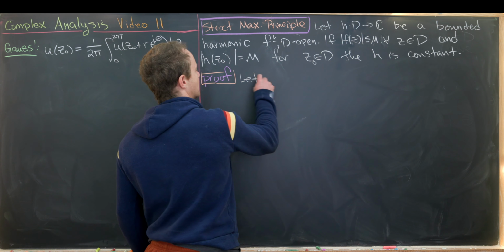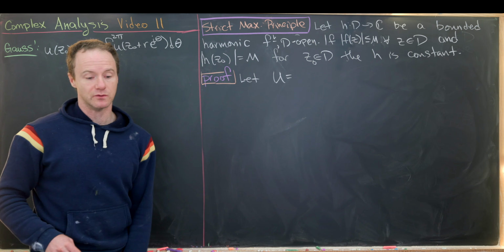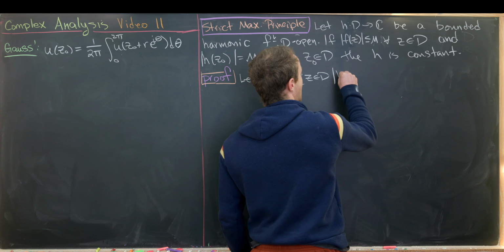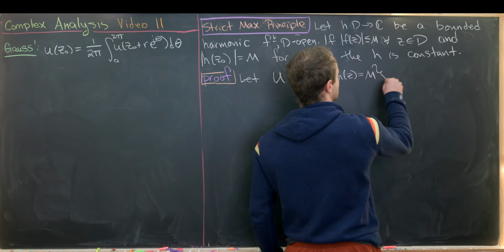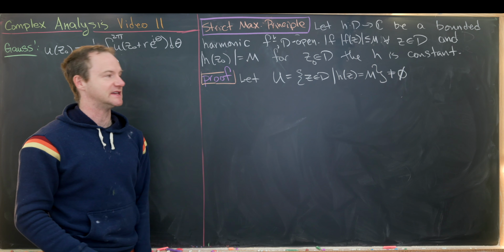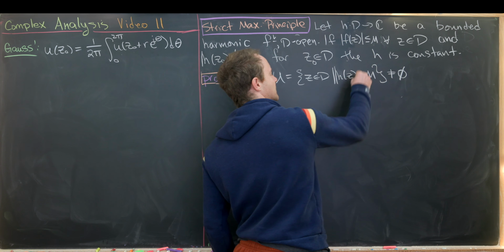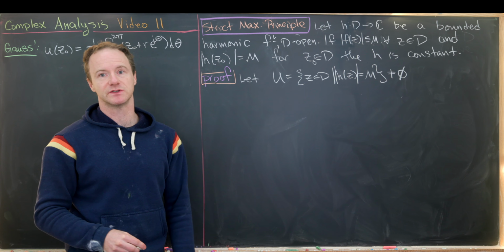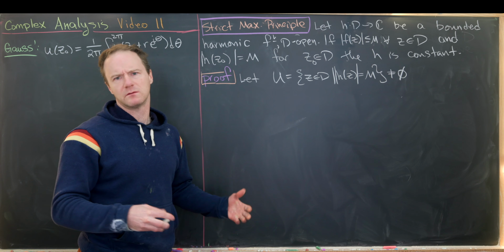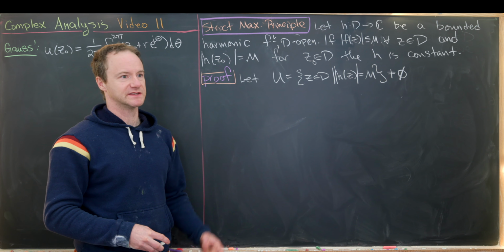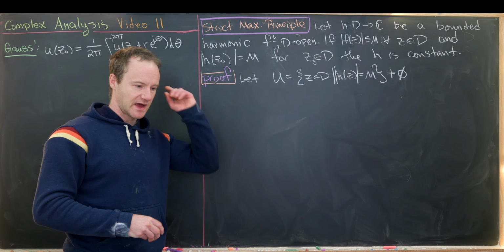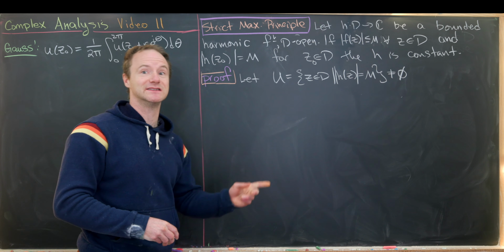So let's consider the following set. I'll call this set U, and it'll be defined as follows. It's going to be all z in D where the modulus of h of z is equal to M. So we know that this is a non-empty set because at least z naught is in here. I said modulus, but I forgot to write it: the modulus of h of z is equal to M. So the modulus is equal to M, but the function itself is probably not equal to M because it's just on some circle of radius M around the origin. But we can multiply it by a complex number so that it is equal to M.